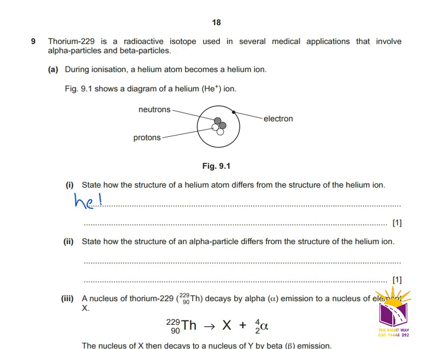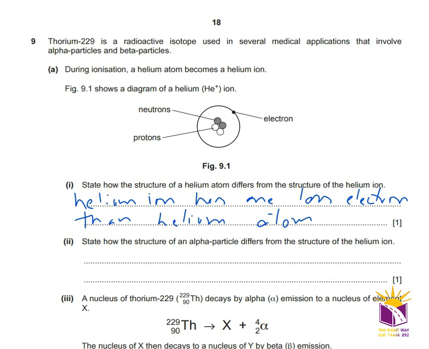Helium ion has one less electron than helium atom. So helium ion has one less electron than the helium atom. State how the structure of alpha particle differs from the structure of helium ion.